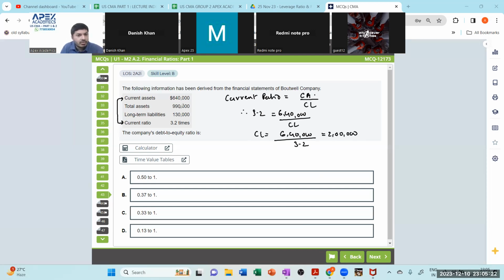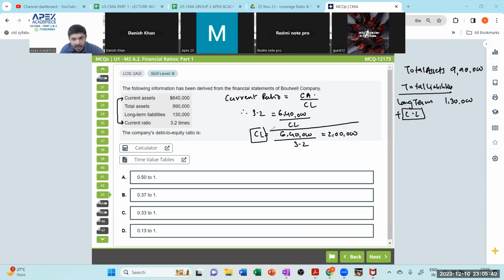Now suddenly I can see over here total assets. Please pay attention. Please don't be distracted. Total assets are 9,90,000. Total liabilities will be long term, which are 1,30,000 plus current liabilities. Where did I get that from? From here. How much? 2 lakhs. Can I say total liabilities are 3,30,000?